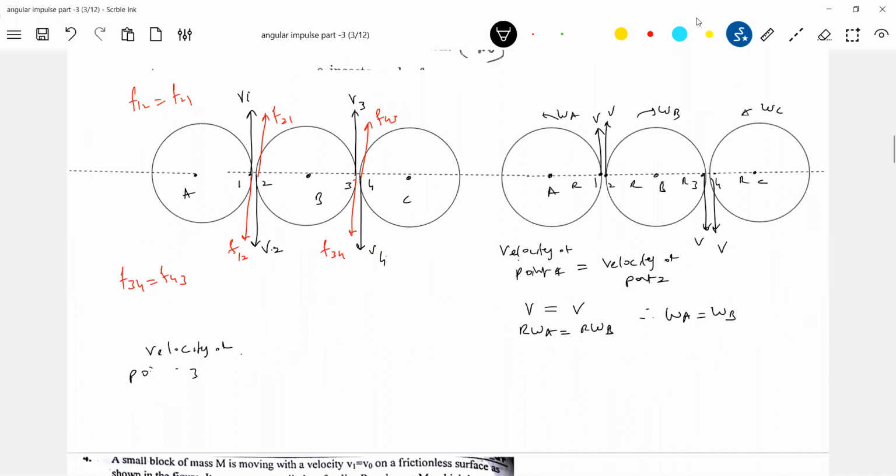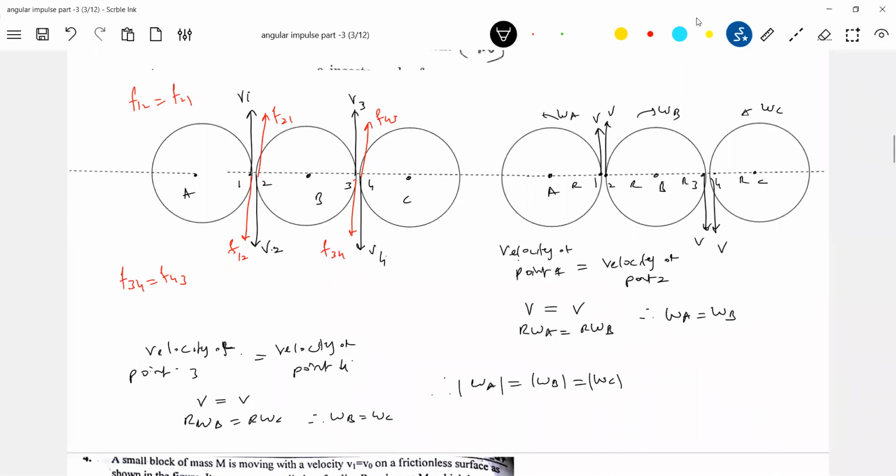Velocity of point 3 should be equal to... so therefore what is the conclusion we can make? Omega A equal to omega B equal to omega C. Modulus, not sign, it's about the modulus. Okay, now that part is finished. After this, it's asking how to find out that magnitude.